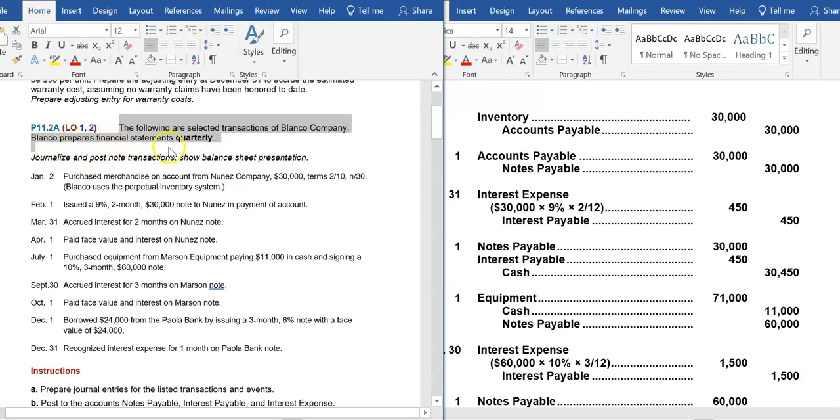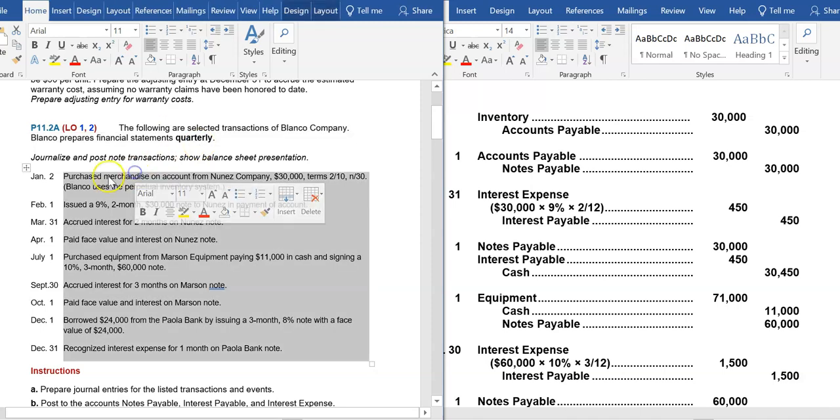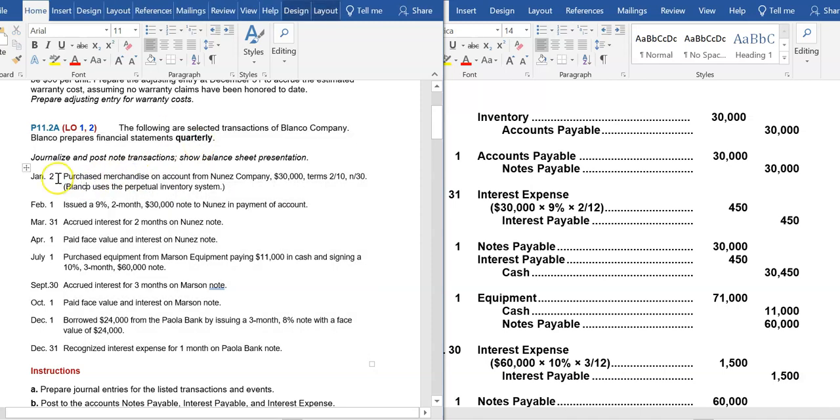Blanco prepares their financial statements quarterly or every 3 months. First things first, on January 2nd, they purchased inventory on account from Nunez, $30,000. The terms were 2/10, net 30. If we pay within 10 days, a 2% discount can be taken. If not, the net amount is due in 30.